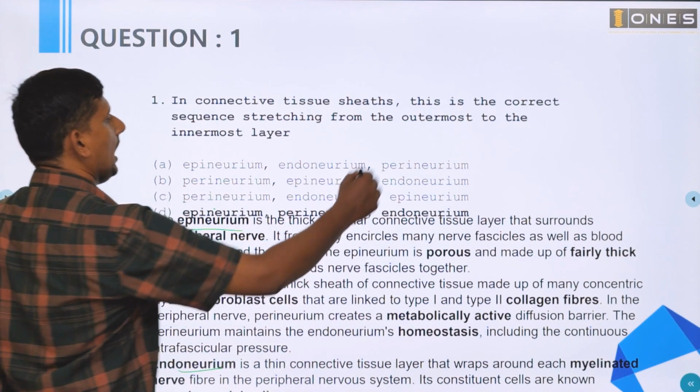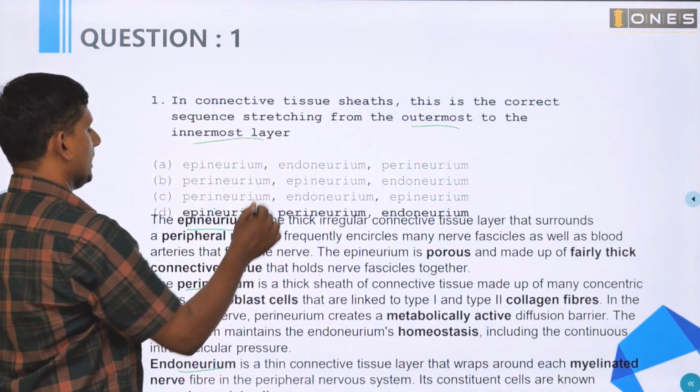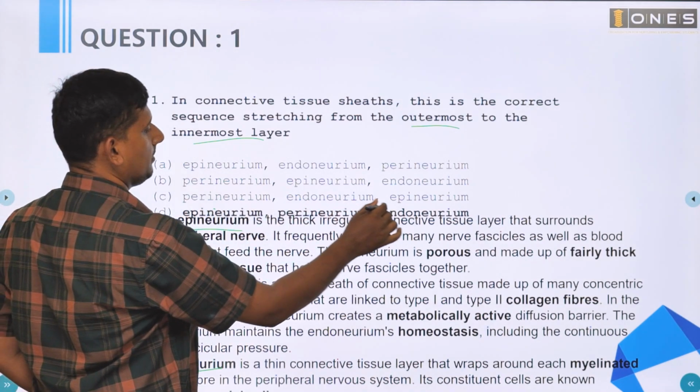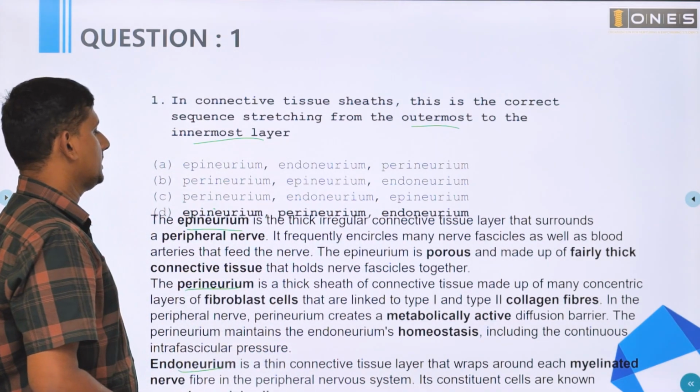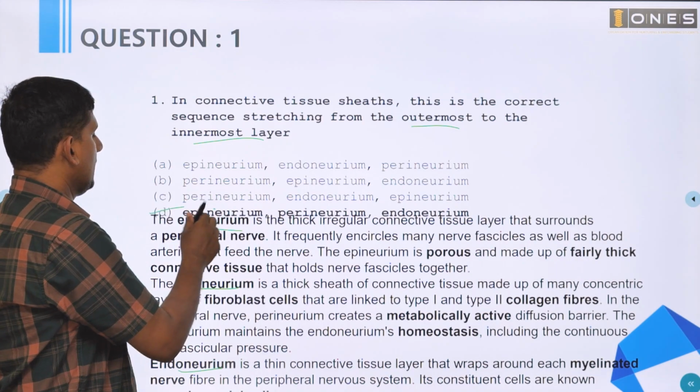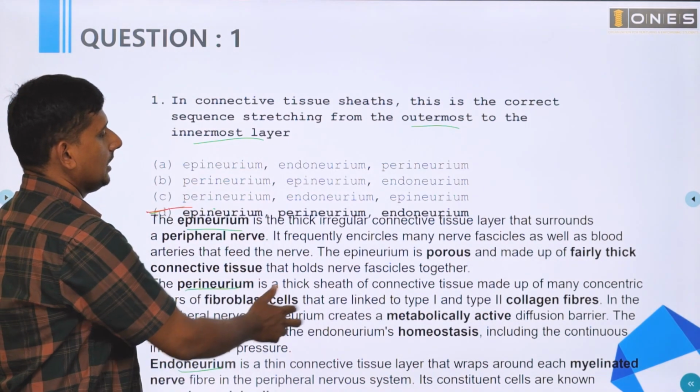So, this is how it comes from outermost to innermost. First epineurium, then perineurium, then endoneurium. So the right option is option D, epineurium, perineurium, and endoneurium.